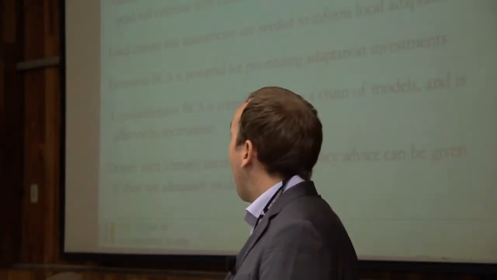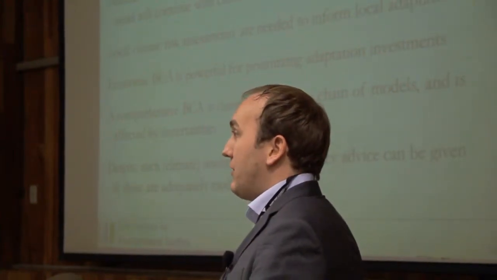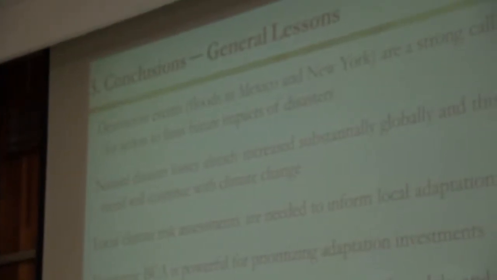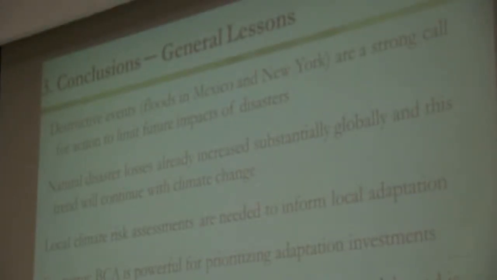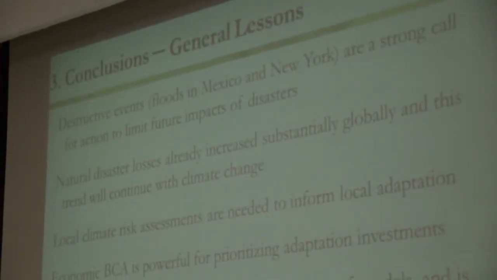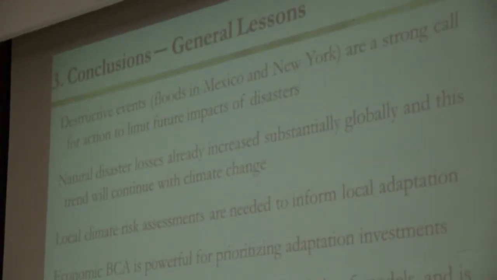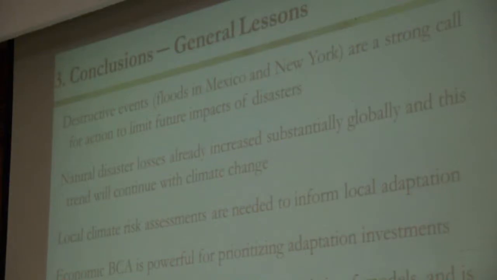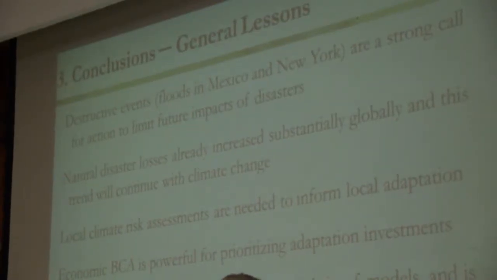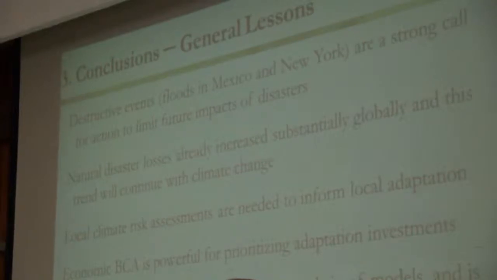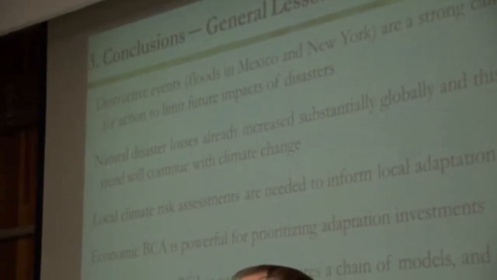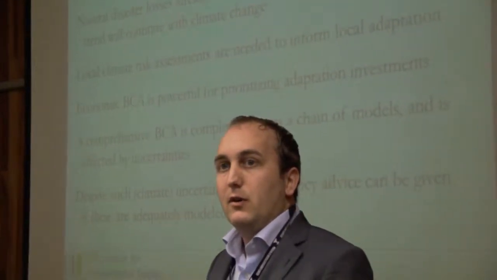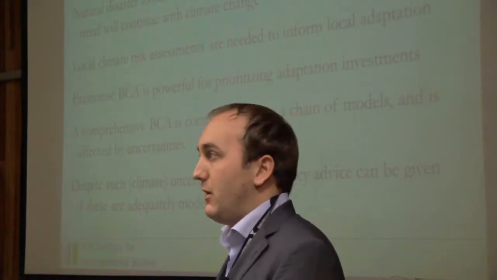The next slide, please. So what are some general lessons that I think we learned from this study? In general, I think that very destructive events like Hurricane Sandy or the floods that have happened here in Mexico always are a call for new action, right? So if that happens, people always respond in a way to politicians, we have to do something about this. Right? Also, natural disaster losses have already been increasing around the world, and these are likely to exacerbate in the future due to climate change. So this is also a call for a good adaptation policy.